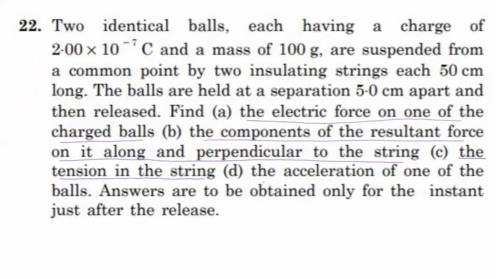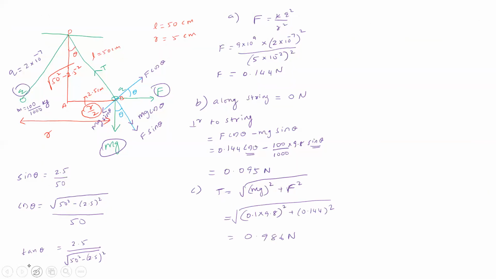Fourth one: what is asked means the acceleration of one of the balls, which we have to find. Listen. Actually, perpendicular to the string the force acting is 0.095. This is away from the other charge because F cos theta is greater than mg sin theta, so this repulsive force is greater, so this charge moves away from the other charge. So the acceleration also should be away from this charge.